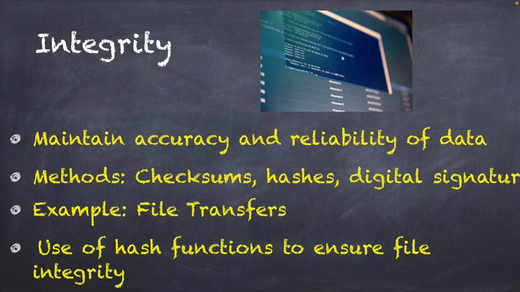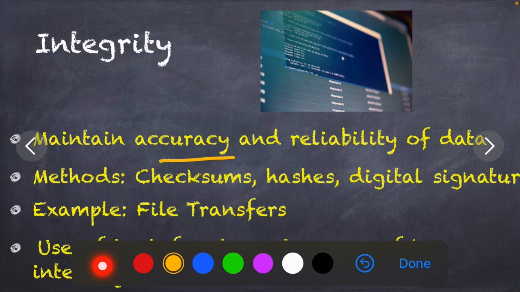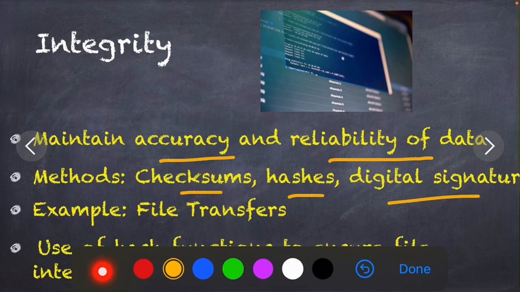Next is integrity. So what is integrity? Maintaining accuracy and reliability of that data is known as integrity. Integrity ensures that information remains accurate and trustworthy. It guarantees that data isn't modified either maliciously or accidentally without proper authorization. Then what are the methods? Checksum, hashes, digital signature, etc. to achieve integrity.